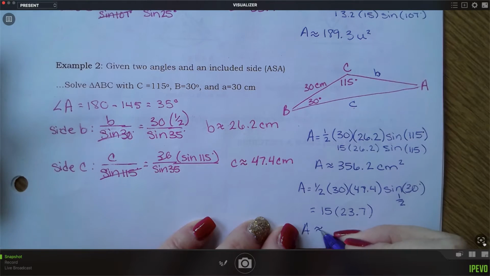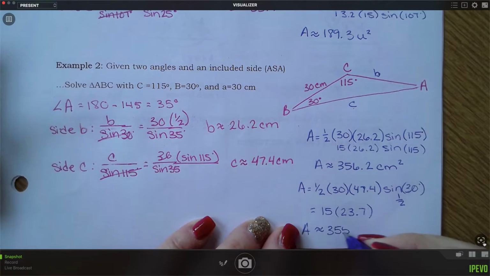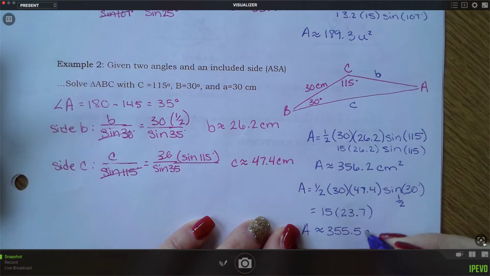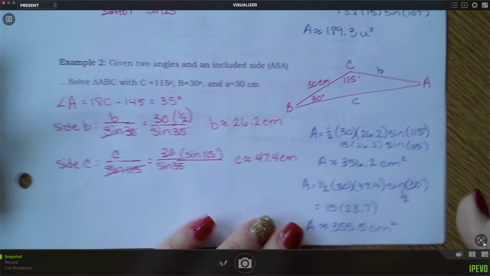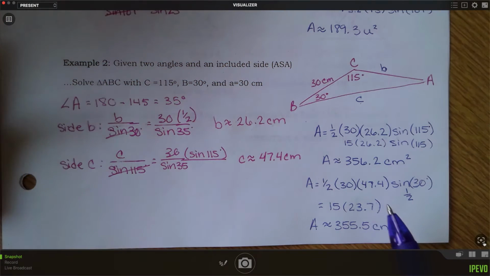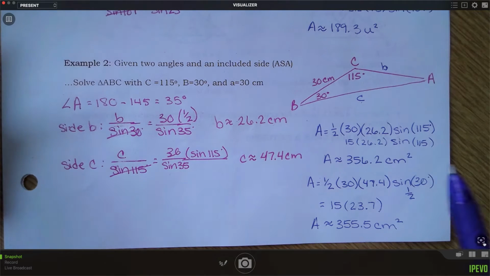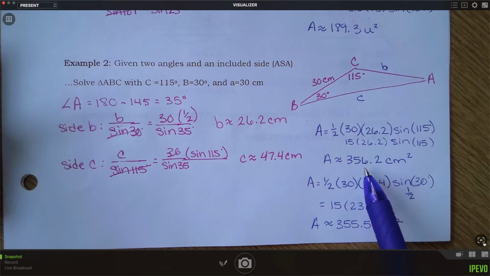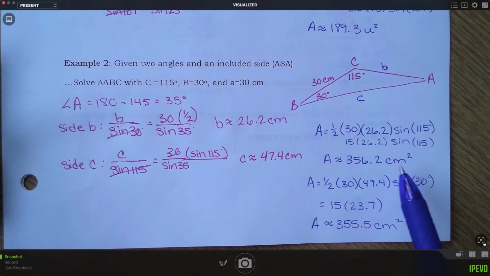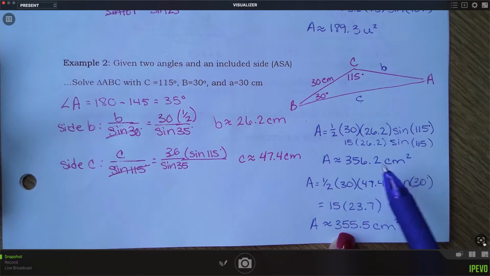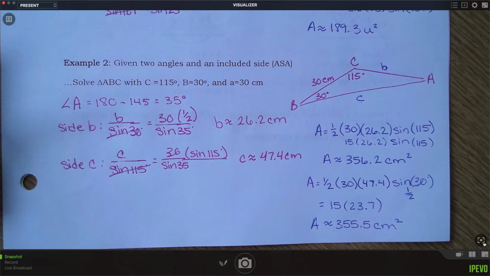Approximately 355.5. That's not the same. If I round, now listen, if I rounded to the nearest whole number, would they be the same? Yeah. So are they approximately the same? Do you also see why it's important to show me how you did it? Because if you just gave me an answer and this is the answer I have and this is the answer you gave me, I would probably take off. So show me what you're using.